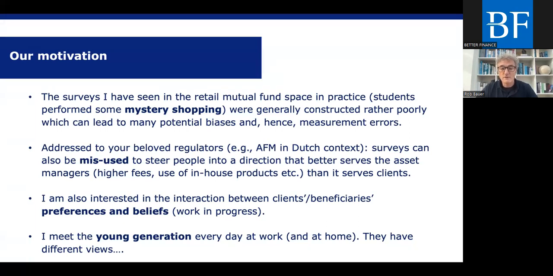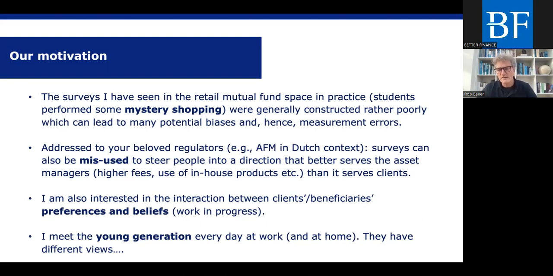And from a regulatory point of view, for instance the Autoriteit Financiële Markten in the Dutch context, but also many others in the European context, surveys can also be misused to steer people in a direction that potentially serves the asset manager better than the clients. So that's another reason to look carefully at how you can measure those preferences, and also get hold of all the biases that may be in there, like the socially desirable answer bias that probably all of you know.